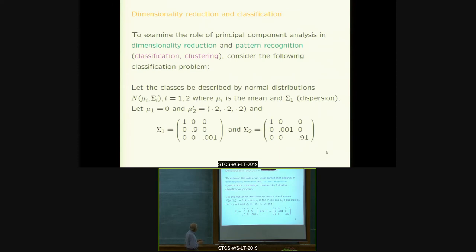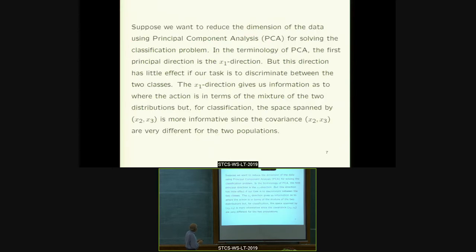So here's an example. You have two covariance matrices with these parameters, and notice that it's the x1 coordinate, the one sitting there, and then there is the orthogonal complement, 0.9, 0, 0, 0.1. Now, suppose we want to reduce the dimension of the data using principal component analysis for solving the problem of classification. In the terminology of PCA, the first principal direction is the x1 direction. But this direction has little effect if our task is to discriminate between the two classes, because what you would do is take a convex combination of those and then do principal component analysis. But the information as far as classification is concerned is really in the orthogonal complement.